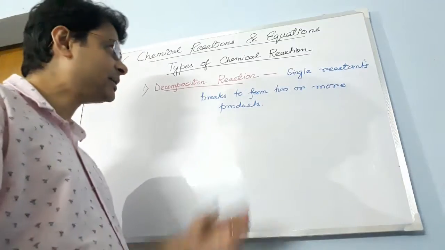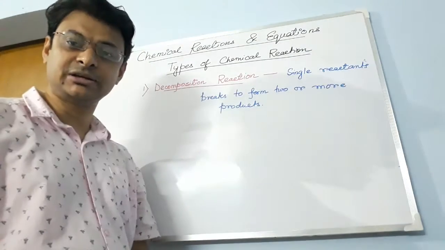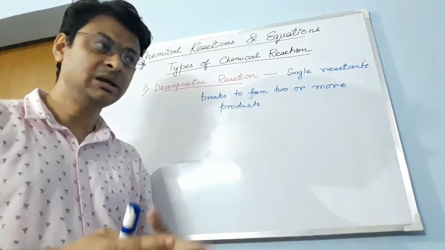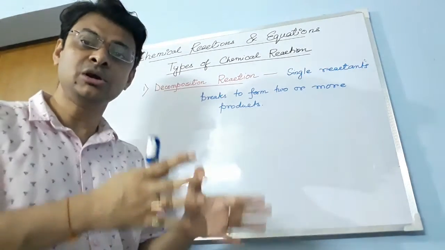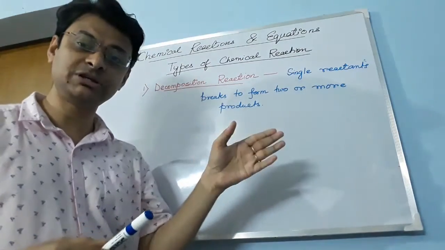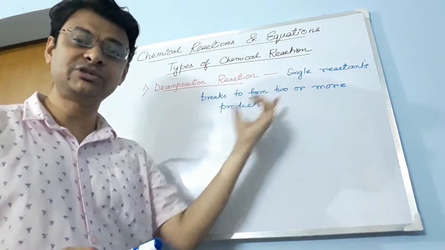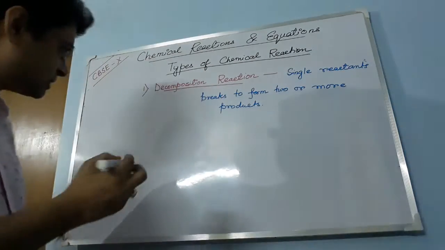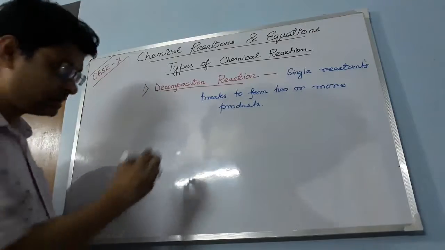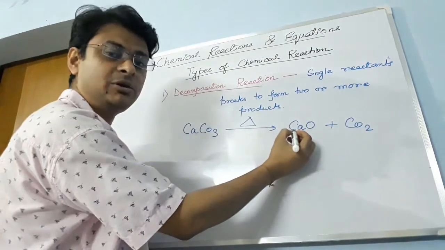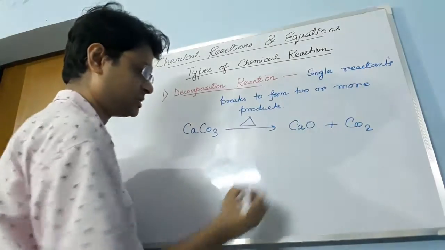Now students, I will explain decomposition reaction. Decomposition reaction is exactly opposite to combination reaction. In combination reaction, what was happening? Two or more reactants form a single product. Here it is the opposite, that is, one reactant is breaking down to form two or more products. Suppose I take examples, we will understand. So calcium carbonate on heating breaks up into calcium oxide and carbon dioxide.